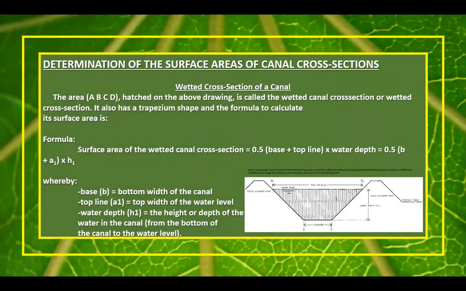For the wetted cross section of the canal, the area of ABCD, as you can see in the picture hatched in the drawing above, is called the wetted canal cross section. It also has a trapezoid shape, and the formula to calculate its surface area is 0.5 times base plus top line times water depth, or 0.5 times (B plus A1) times H1, whereby B is the bottom width of the canal, A1 is the top width of the water level, and H1 is the depth of the water in the canal from the bottom of the canal to the water level.